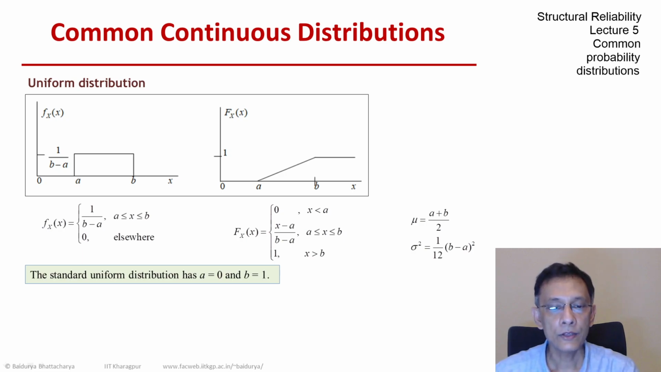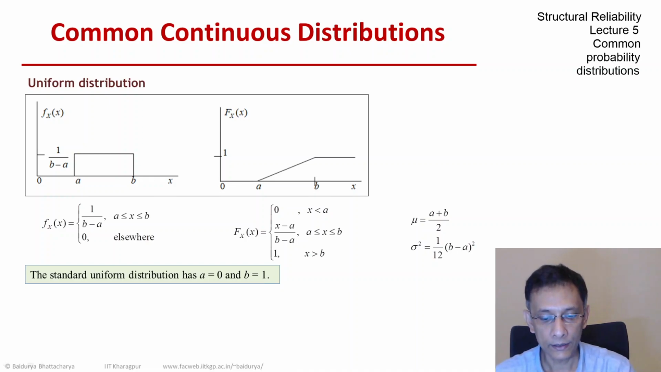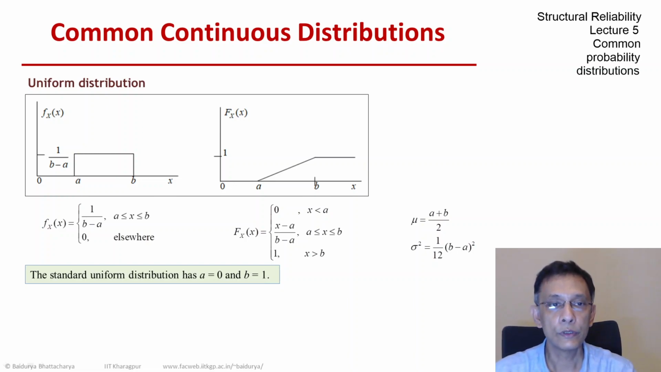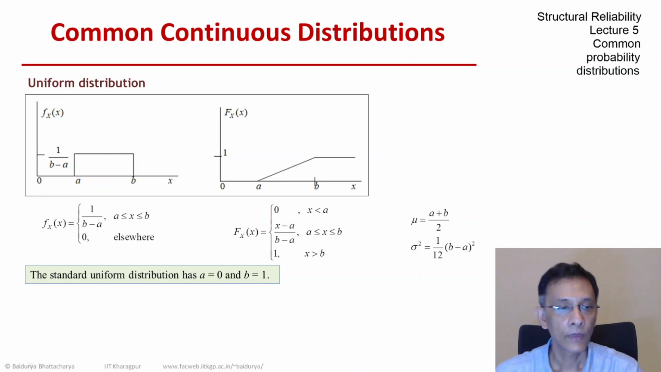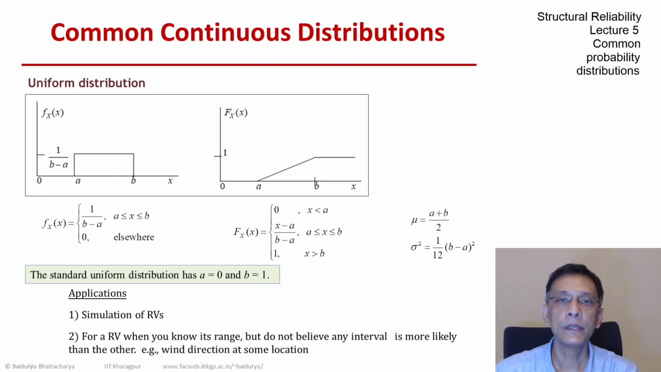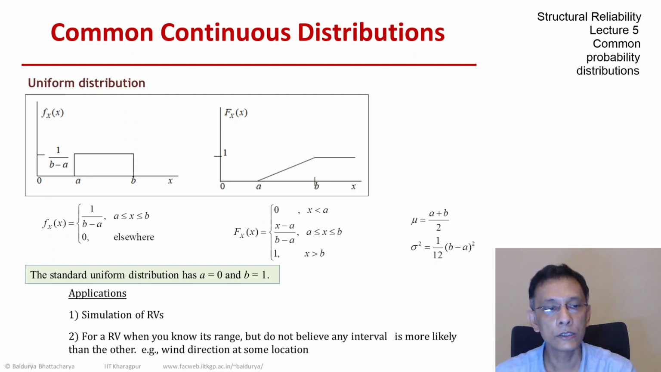If A is 0 and B is 1, we have what is known as the standard uniform distribution, which is very important in generation of random numbers, which we'll see next week. And as I said, the application is in random number generation, and whenever we have no reason to prefer any outcome over another in a given range of values, the uniform is the natural choice.